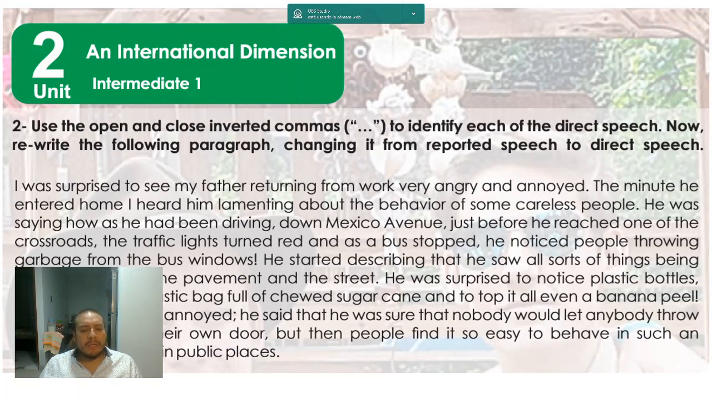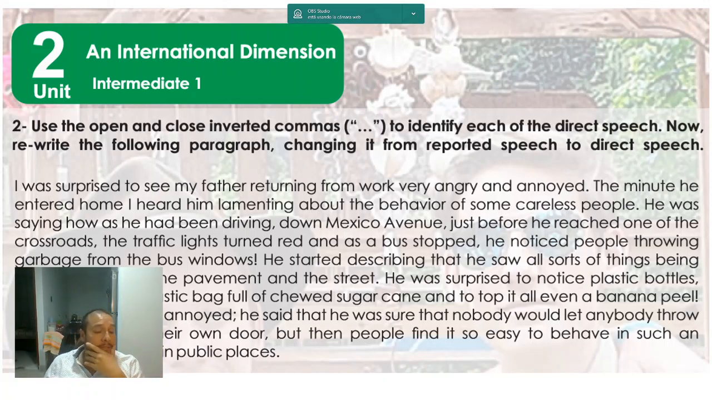My father was really annoyed. He said that he was sure that nobody would let anybody throw garbage behind their own door. But then people find it so easy to behave in such an unacceptable way in public spaces. Students, that is a nowadays problem. No? Unfortunately, some people do not respect the public places and they, for example, eat something and then throw it outside on the streets, on the pavement. What we should do, of course, is when you finish eating something, you keep it for yourself and then you throw it in a garbage can or in a rubbish can, right?